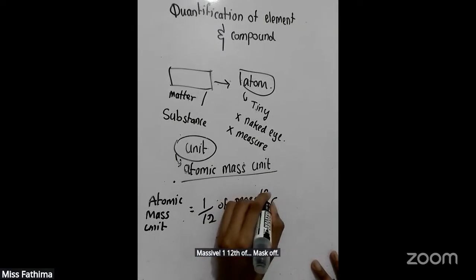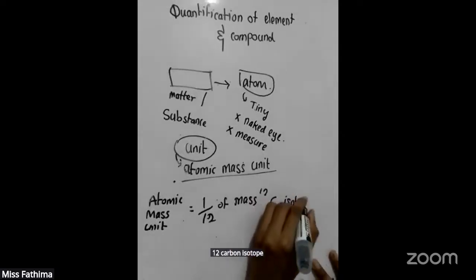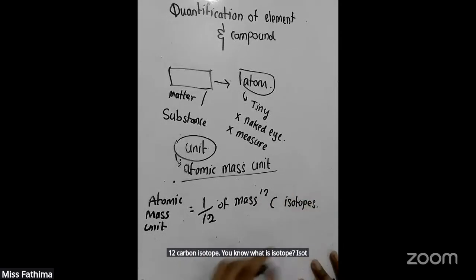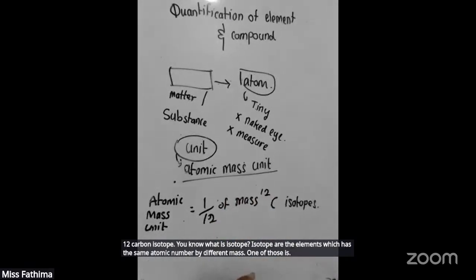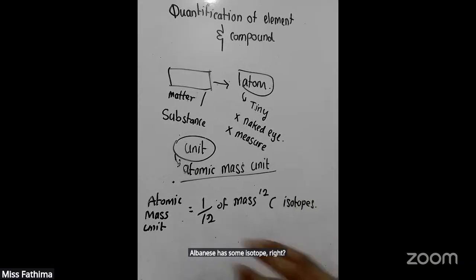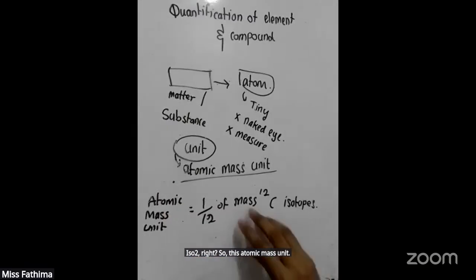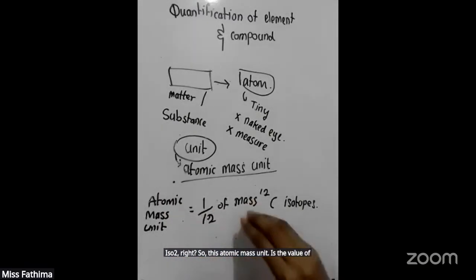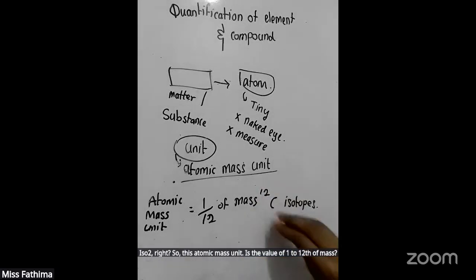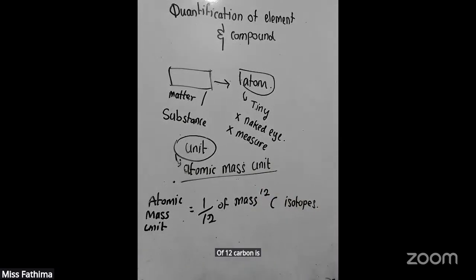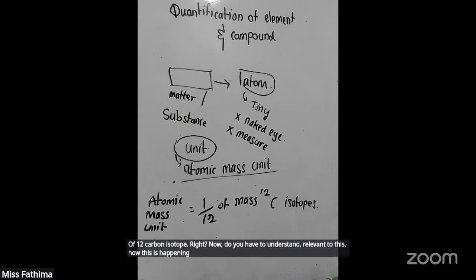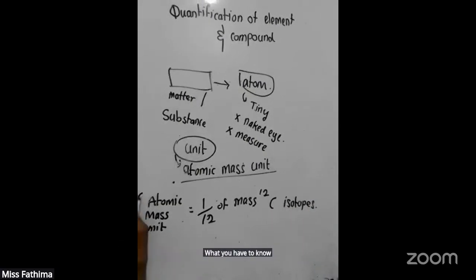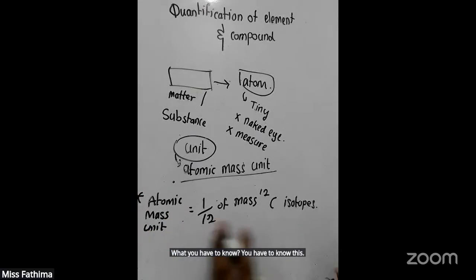carbon-12 isotope. Do you know what an isotope is? Isotopes are atoms of an element which have the same atomic number but different mass numbers. One of those is carbon-12. So this atomic mass unit is the value of 1/12 of the mass of a carbon-12 isotope. Do you have to understand how this is happening? No. What you have to know is that the atomic mass unit is equal to this value.